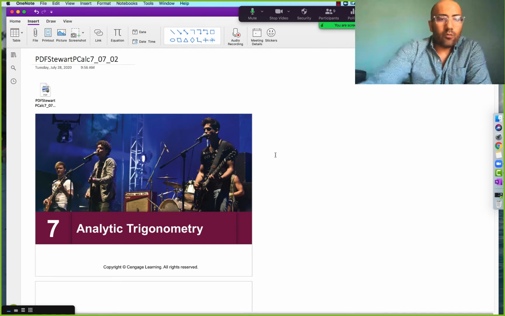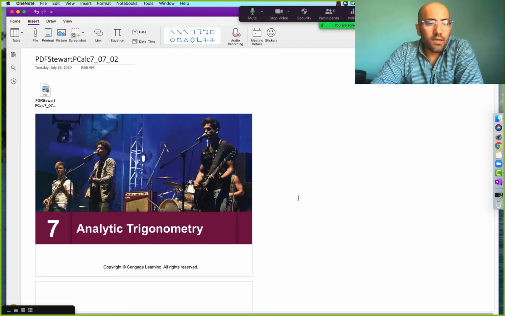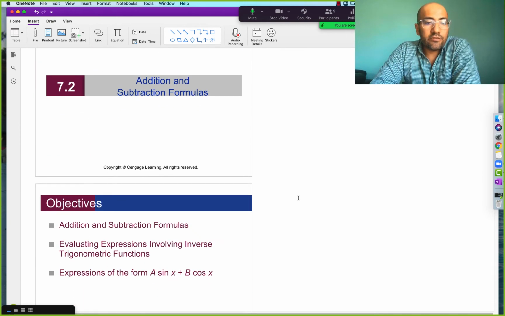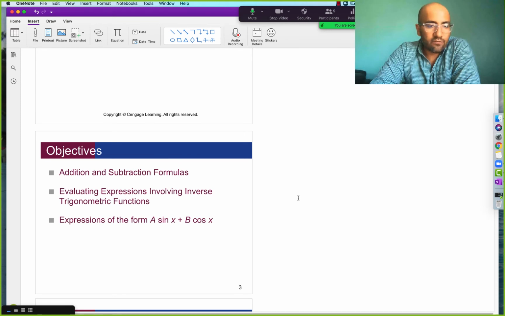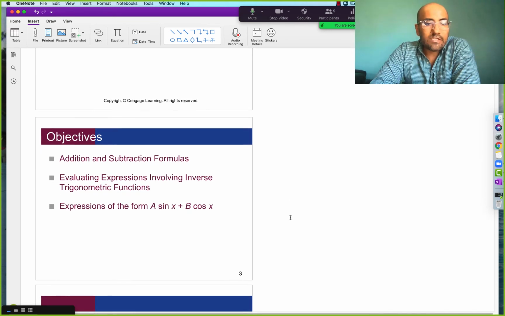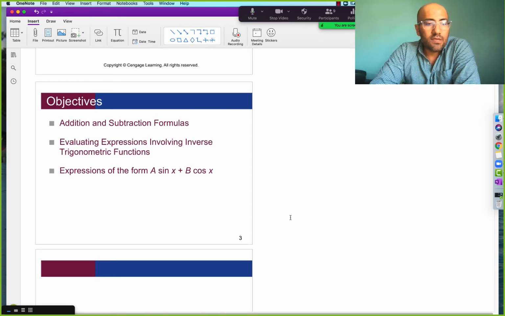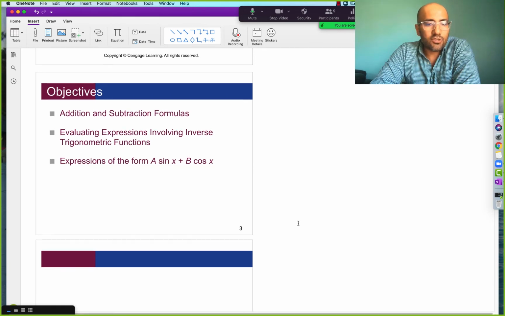Okay, we finished 7.1. Let's get started on 7.2. More fun with trig identities. Addition and subtraction formulas. The addition and subtraction formulas, evaluating expressions involving inverse trig functions, and then expressions of the form a sine x plus b cosine x, right? So these are our objectives for this section.